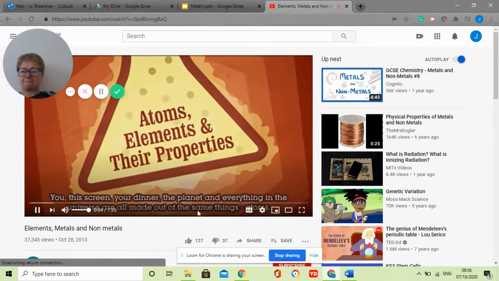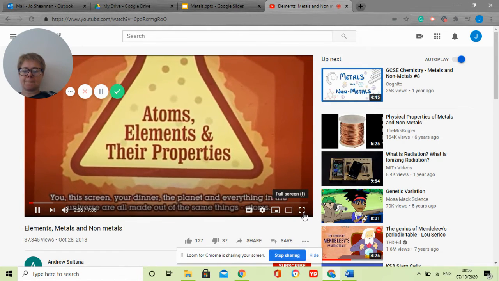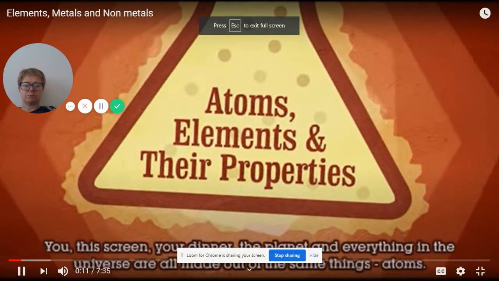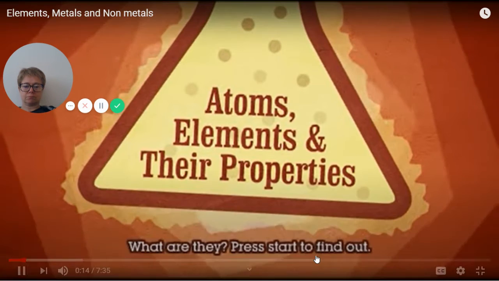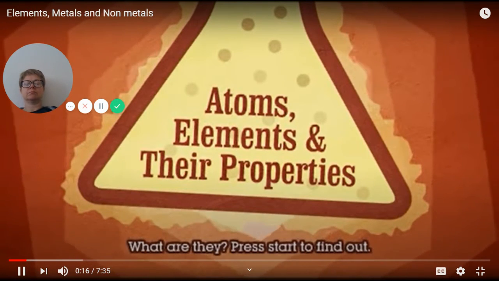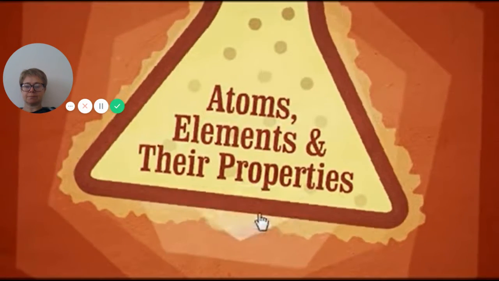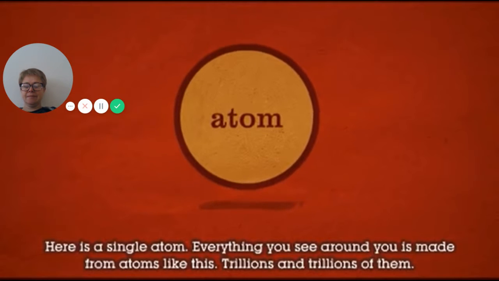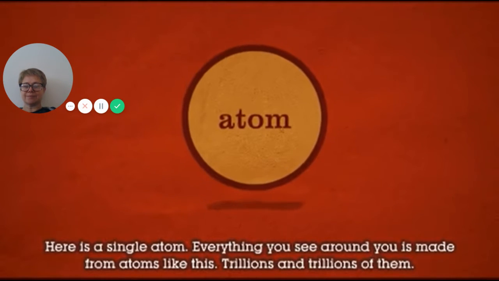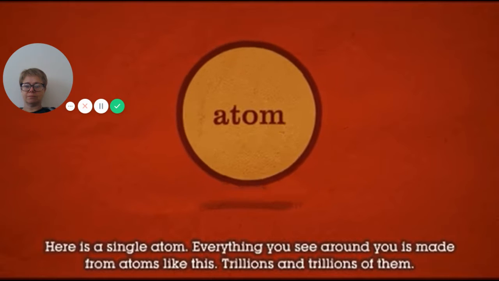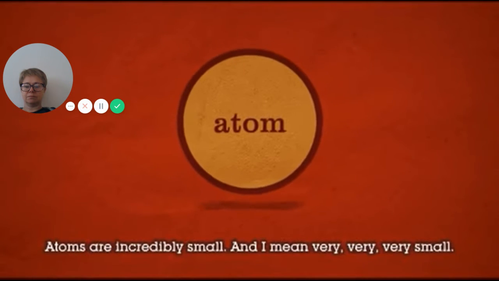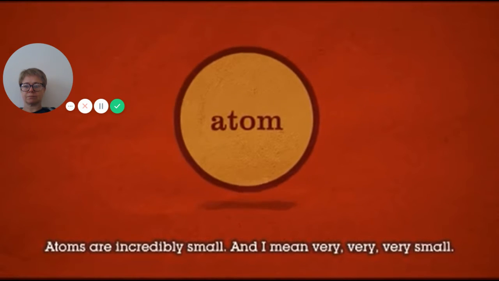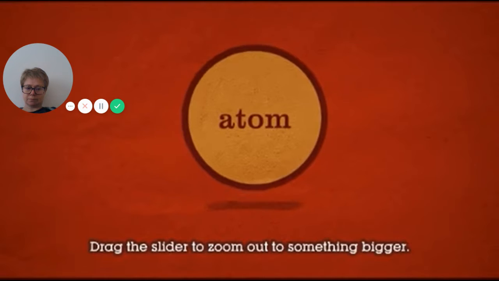You, this screen, your dinner, the planet, and everything in the universe are all made out of the same things, atoms. What are they? Press start to find out. Here is a single atom. Everything you see around you is made from atoms like this. Trillions and trillions of them. Atoms are incredibly small, and I mean very, very, very small. Drag the slider to zoom out to something bigger.